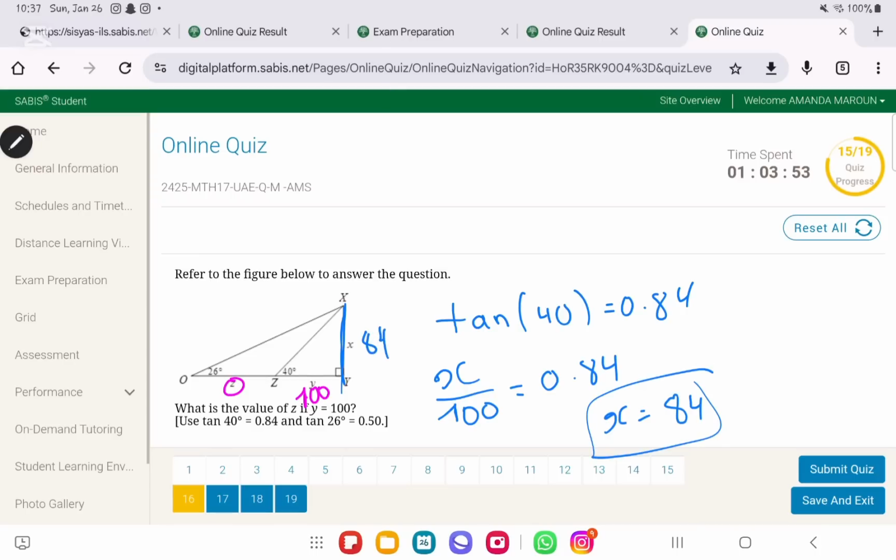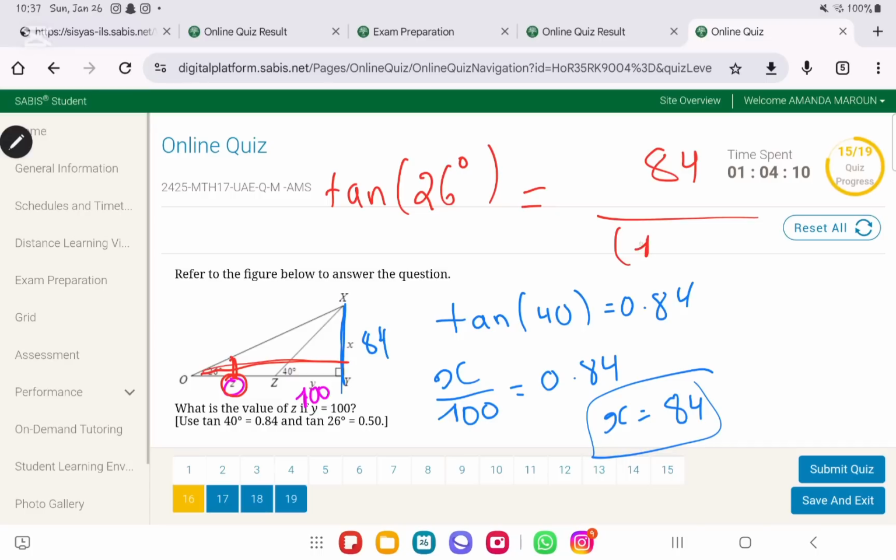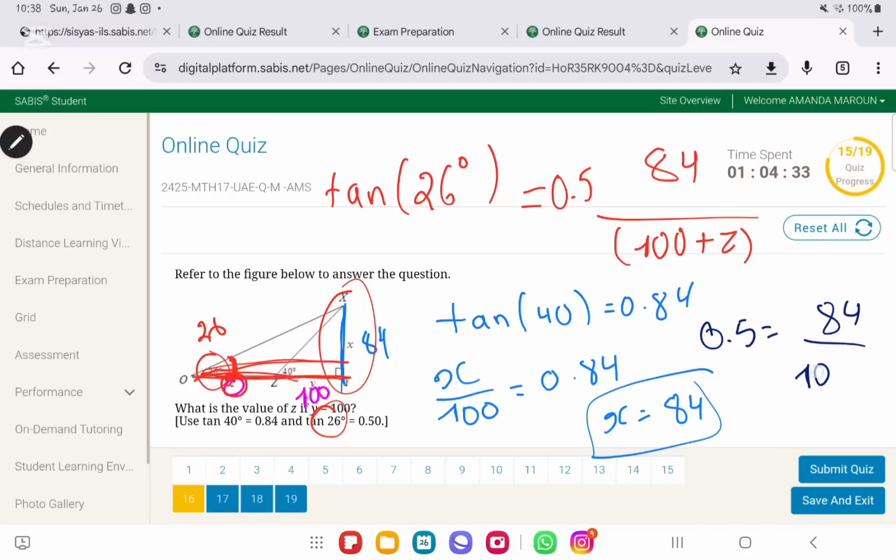Now here, what did I do? I added these two together. So I took z as z, and the angle as 26, so it's going to be 26 degrees. So the tangent of 26 degrees is equal to 84 over what? Over 100 plus z. So again, I took all of this side, which is 100 plus z. I took this angle over here, which is 26, and I took the opposite of this angle, which is 84. And I'm going to be using tangent of this angle, which is 0.5. So 0.5 is equal to 84 over 100 plus z.